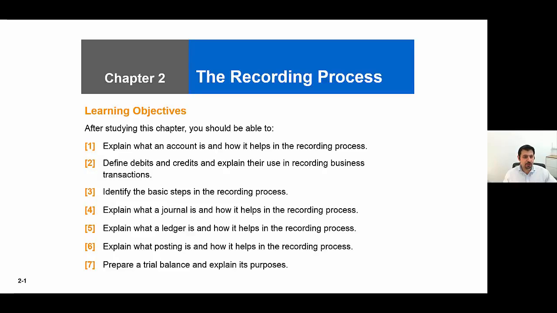In this chapter, we will continue talking about the accounting equation, and we will talk about the recording process. We'll discuss and define what an account is. Then we will explain the differences between debits and credits, and then we will continue to the various steps in the recording process. At the end, we will talk also about the journal, the ledger, and the trial balance.